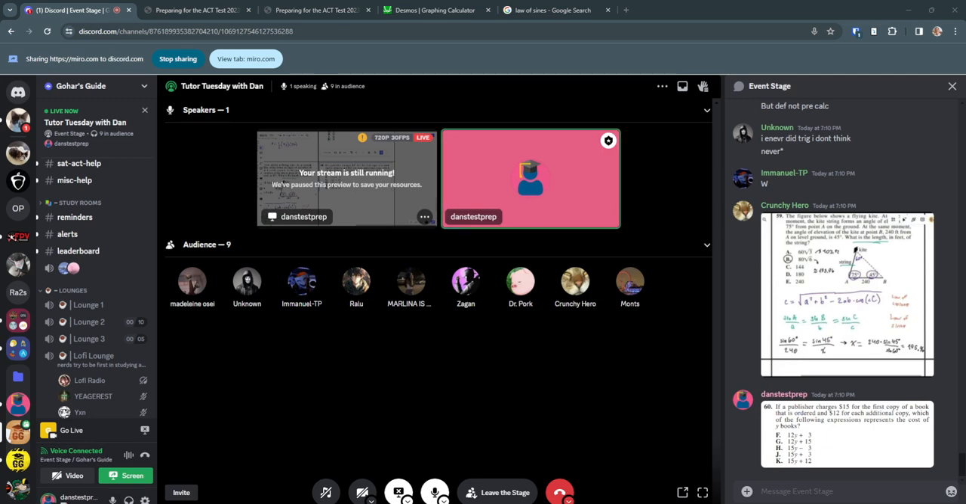If a publisher charges $15 for the first copy of a book that's ordered and $12 for each additional copy, which of the following expressions represents the cost of Y books?